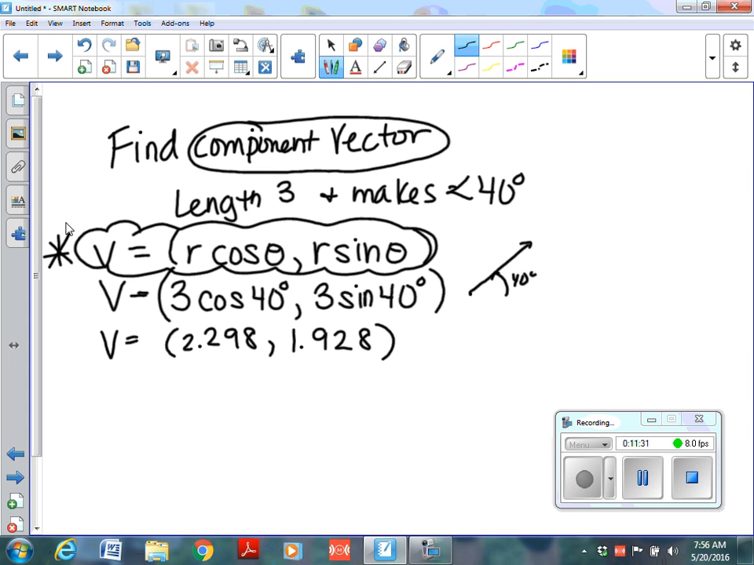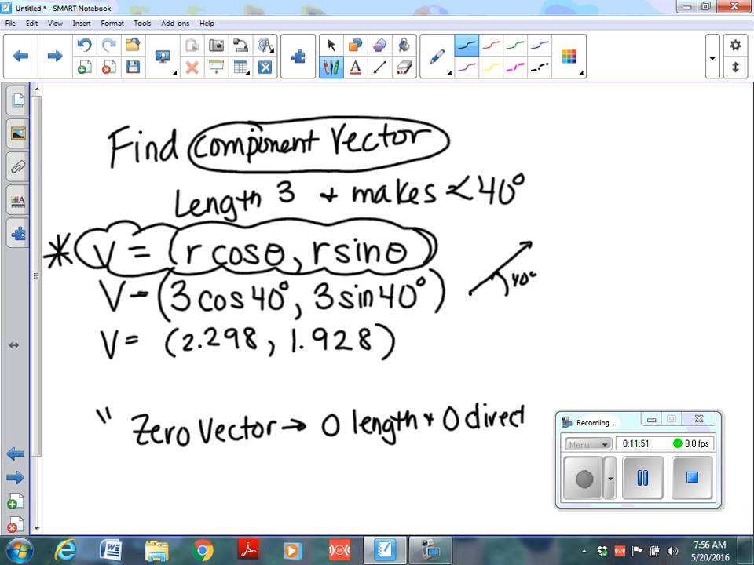Okay, the next part, before I better write this down, it's in the notes. What does a zero vector look like? Well, it's not that hard to figure out. A zero vector has 0 length and has 0 direction. Just to let you know that a zero vector has 0 length and 0 direction.